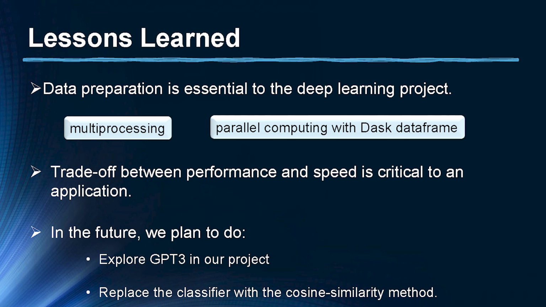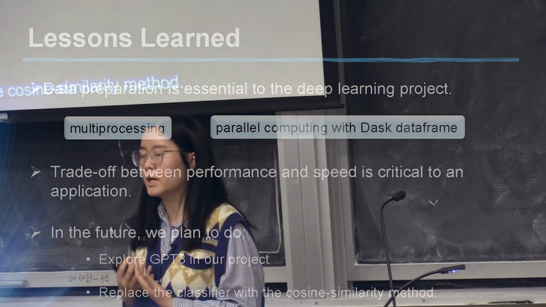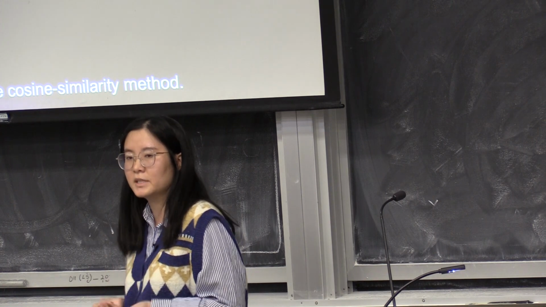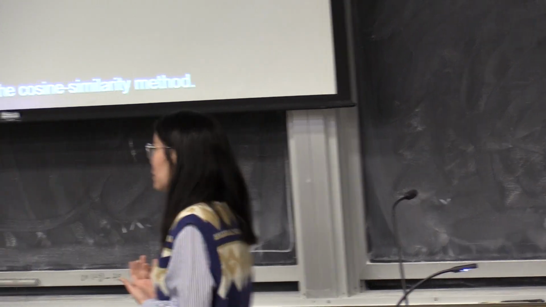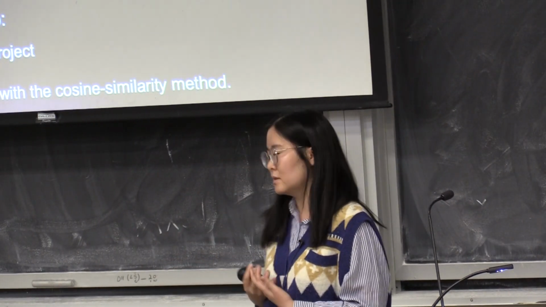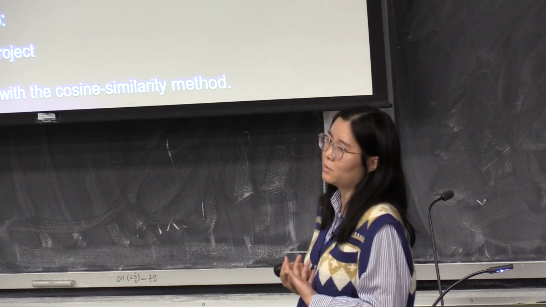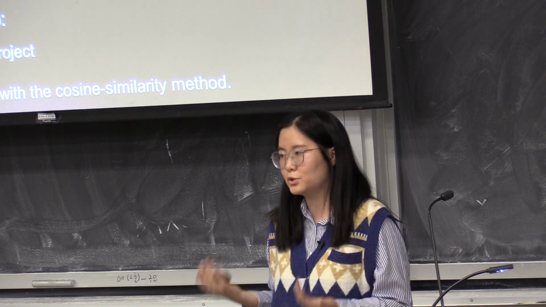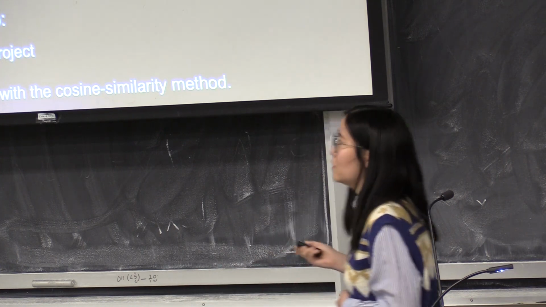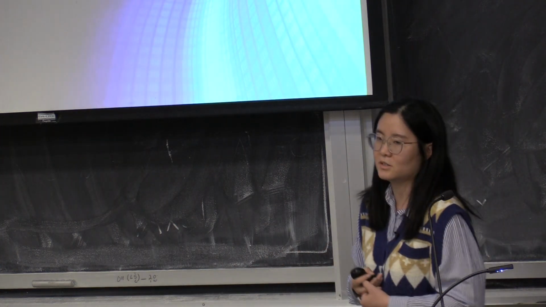In the future, if time allows, we would continue exploring the usability of GPT-3 in our project. Also, we want to consider replacing the classifier with a cosine similarity method, but that might also require us to change how we train our model. Thank you. That is our application, EZPaperSearch.